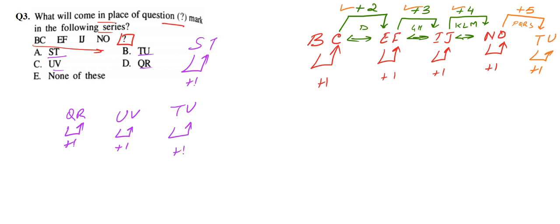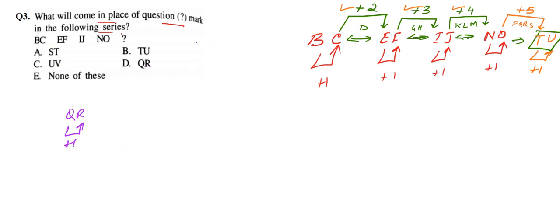So the letters which come at the place of the question mark will be TU and not any of the others that are just a +1 distance, because each of them has a +1 distance. We have found a new sequence, that is the difference between the gaps, and the difference is increasing by 1 each time. So once it is increasing by 1 here, we get TU. So our option will be option number B.